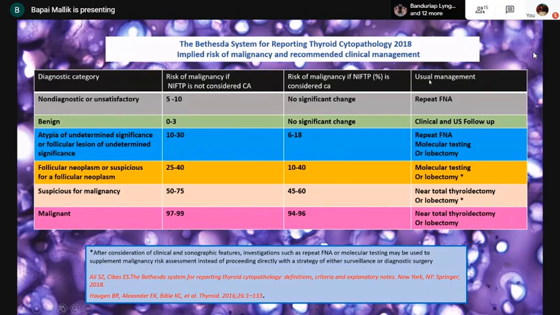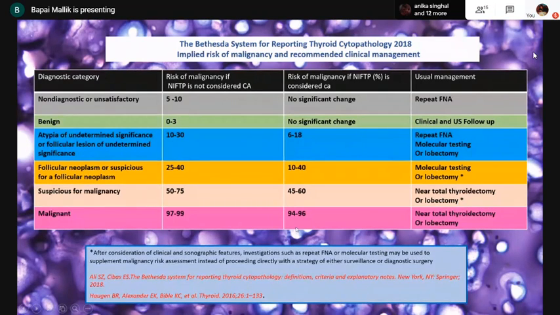The last column is the most important column. So what is the usual management? If the patient has a non-diagnostic or unsatisfactory result, repeat FNA, and I'll be dealing with them a little bit later. For benign, clinical and ultrasound follow-up. For atypia of undetermined significance, it is repeat FNA or molecular testing, and you may even consider lobectomy. For follicular neoplasm, you go straight for molecular testing or lobectomy. There is no place for a repeat FNA here. For suspicious for malignancy and malignant, you go for a near total thyroidectomy or lobectomy, in both cases.